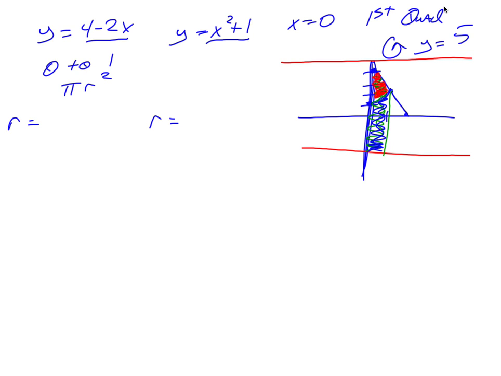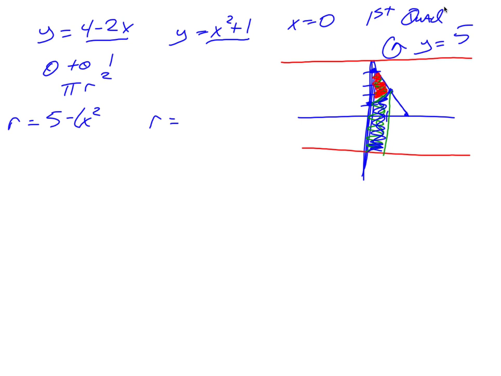Alright, so let's see if you guys do a little bit better in third hour. What's my first r? 4 minus 2x minus. Anybody else want to take a shot? X squared plus 1 minus 5. Anybody else want to take a shot? 5 minus 4 minus 2. Very good. No, you're a little bit off. You're closer though. You had the right idea.